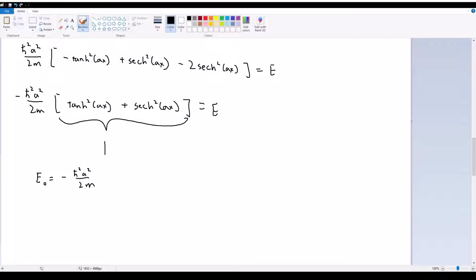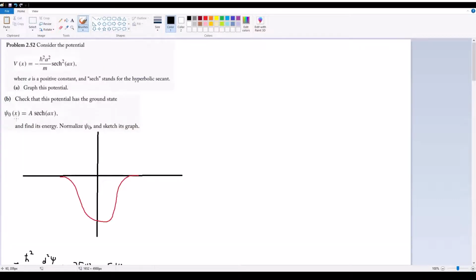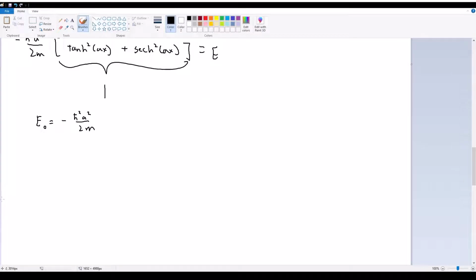Next, they want us to normalize this. So to normalize this, what I'm going to do is take the integral of the magnitude squared of this wave function, set it equal to 1. So if I do that, then 1 is equal to the integral from negative infinity to infinity of magnitude psi naught squared dx. There's no imaginary terms here, so this is effectively the same thing as just taking the integral of the term squared. So this is going to give us A squared times the integral from negative infinity to infinity of hyperbolic secant squared ax dx.